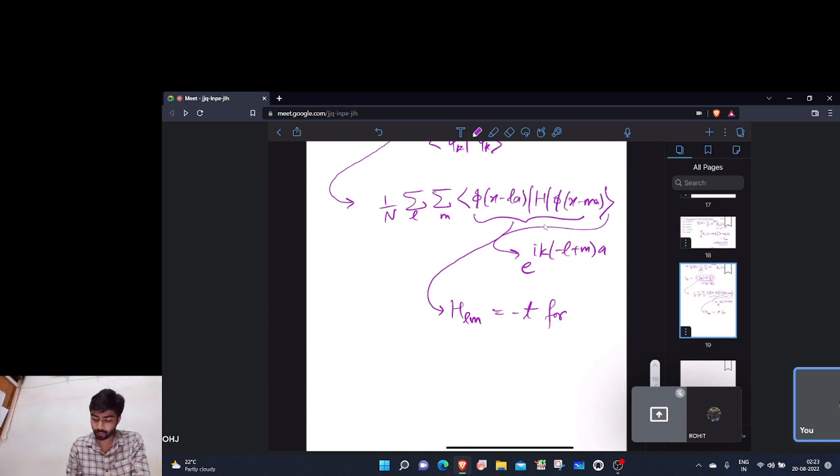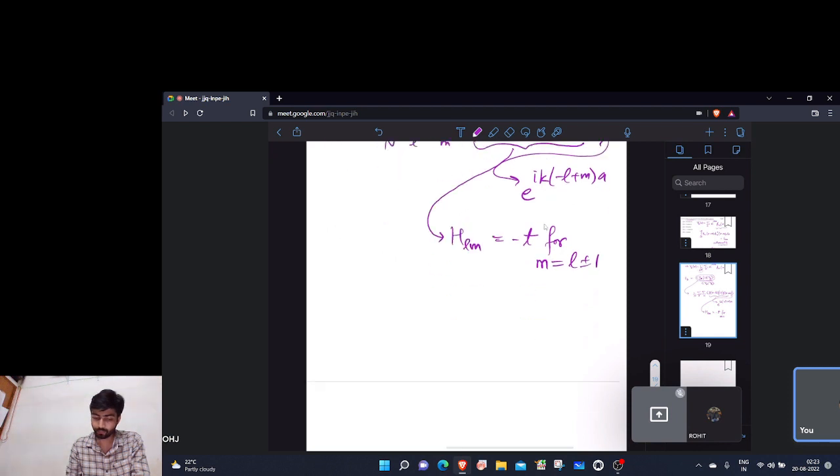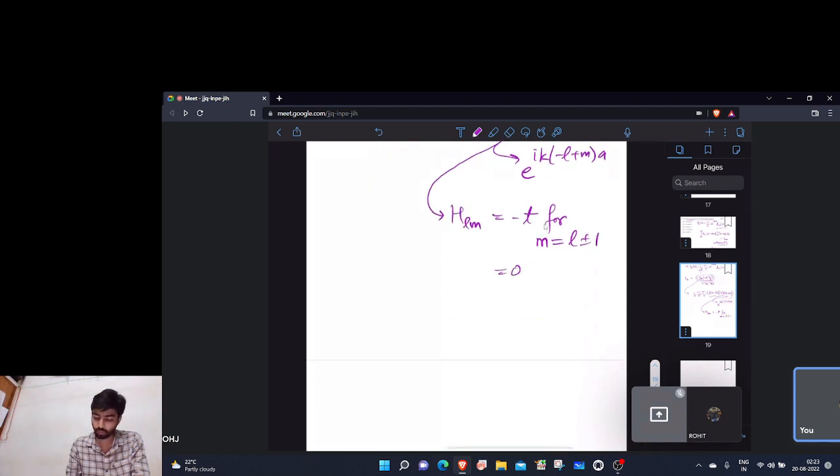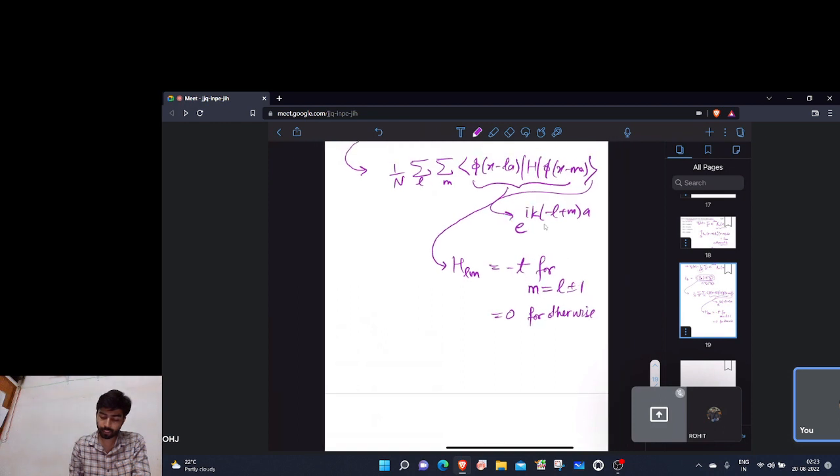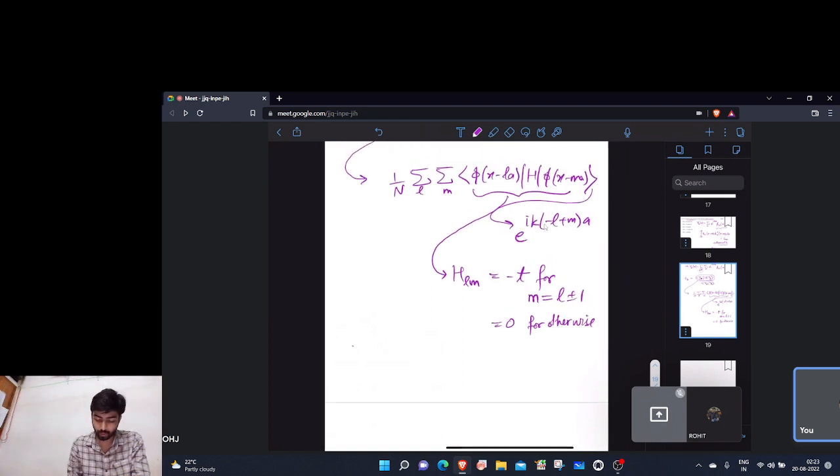for m value as L plus or minus 1, and would become 0 otherwise. Okay, and if you plug in these values to our above equation, we find that if we put m as L plus or minus 1, we are only remaining with terms e to the power ika plus e to the power minus ika, into t.